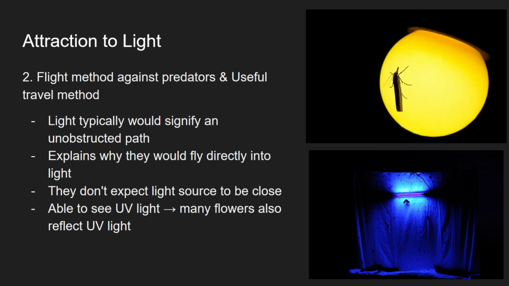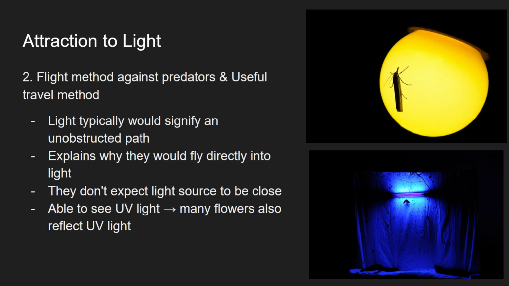So that's where the second theory comes in, that flight method is used against predators, and it's useful for a travel method. So light typically would signify an unobstructed path. It explains why they would fly directly into the light, and they don't expect the light source to be close.